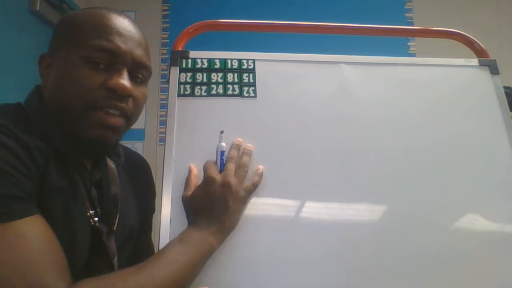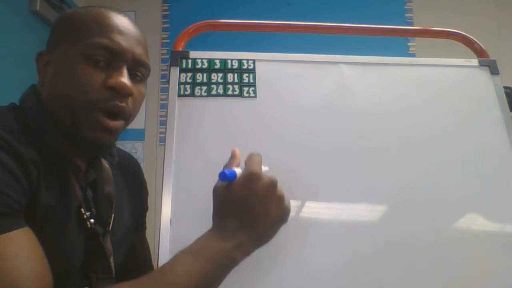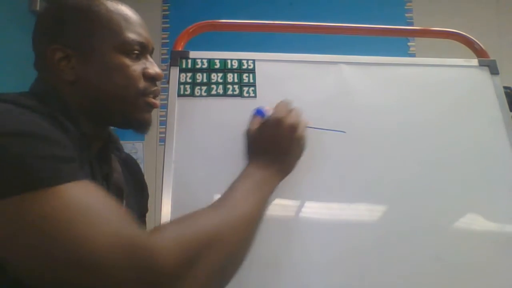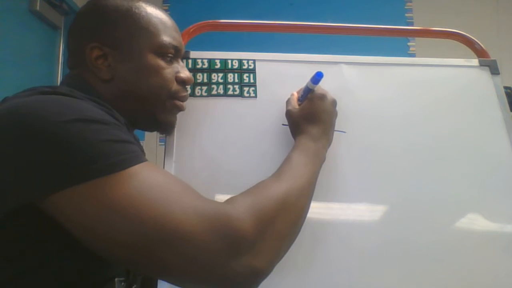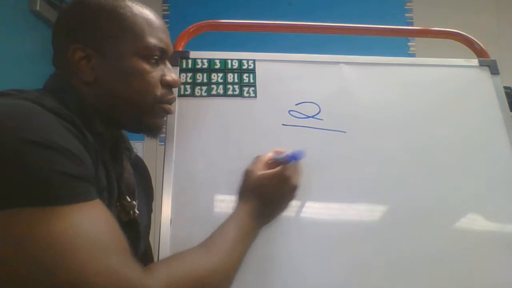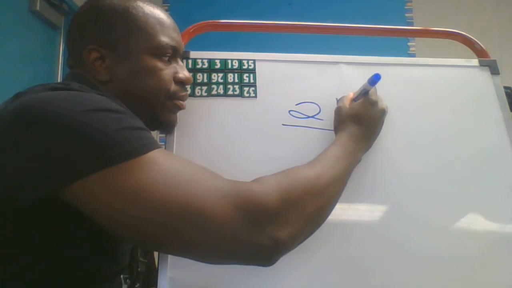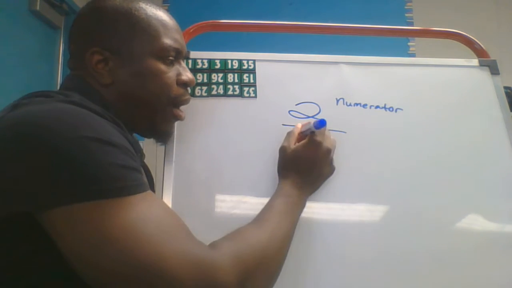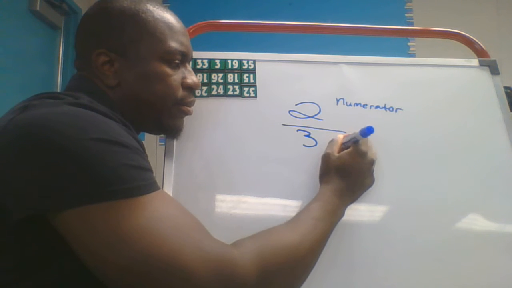Before we even move forward, let's talk about the two parts of the fraction. We have our fraction bar, right? At the top, we're going to have our numerator. And on the bottom, we have our denominator.